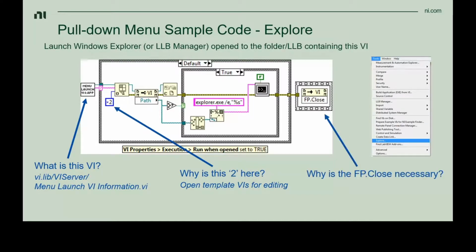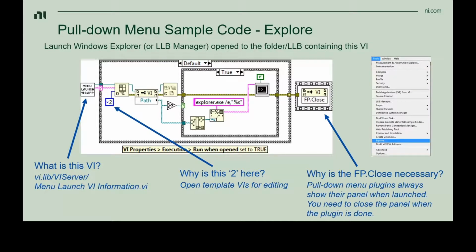And then finally, there's an FP close at the end. Why is that? Well, unfortunately, any of these plugins that you write that go into the tools menu, they always show their front panel when they launch. And so you want to make sure to close the panel of the VI when it's done, so that you don't have this VI panel from your tool just randomly sitting there after you've run it.